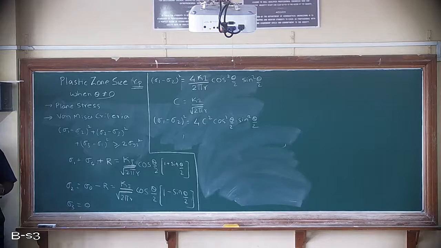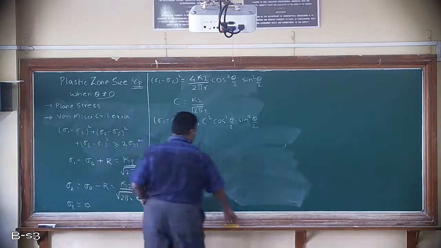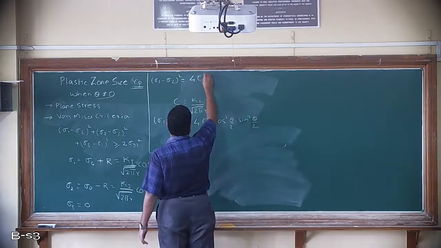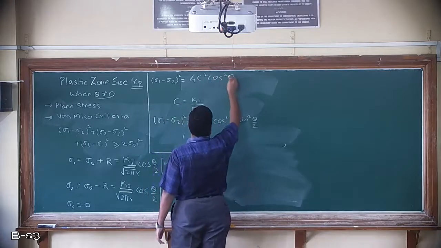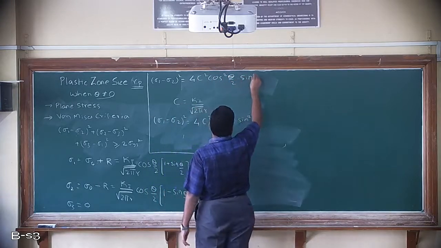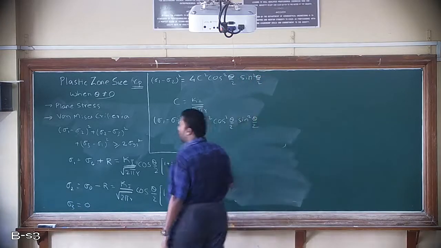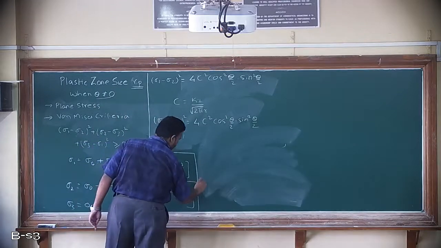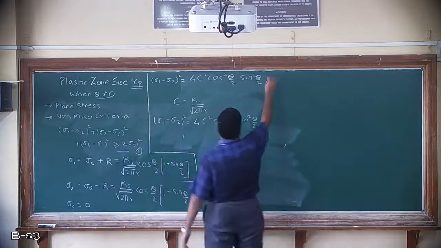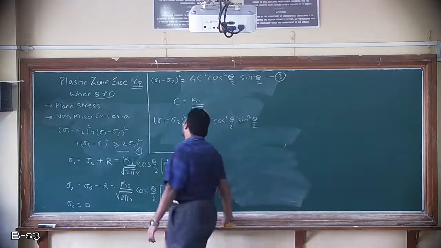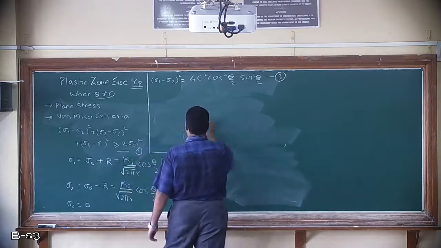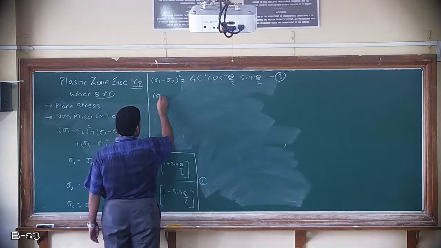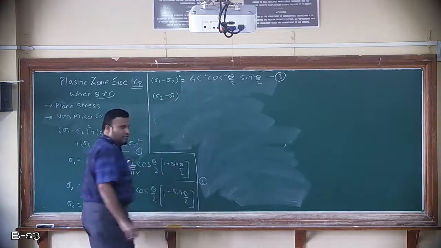So you can write down this, that is (σ1 − σ2)² = 4C² cos²(θ/2) sin²(θ/2). If you take this as equation number 1 and all these conditions as equation number 2, then this we take as equation number 3. So now we shall see the next one, that is σ2 − σ3. Later on we will square it.